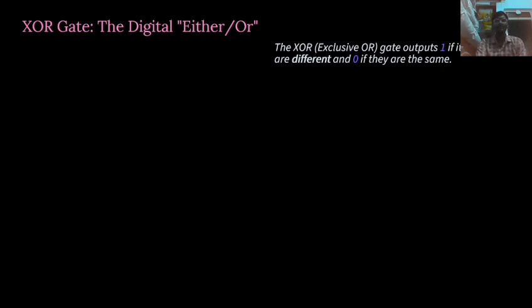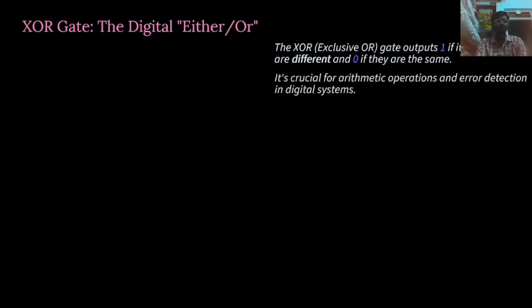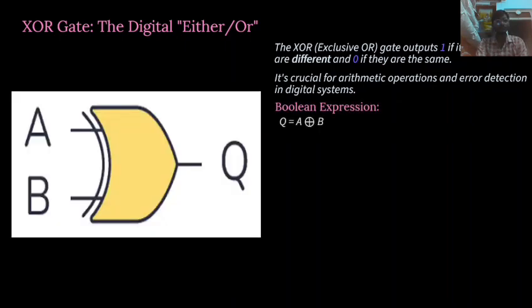XOR gate, the digital exclusive OR. The XOR gate outputs 1 if the inputs are different and 0 if they are the same. It is used in circuits for arithmetic operations and error detection in digital circuits. The Boolean expression for the XOR gate is Q equals A ⊕ B.